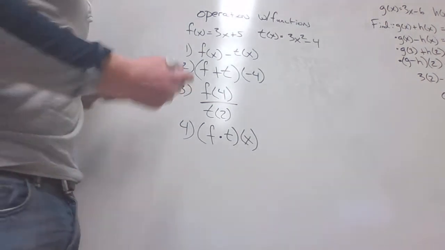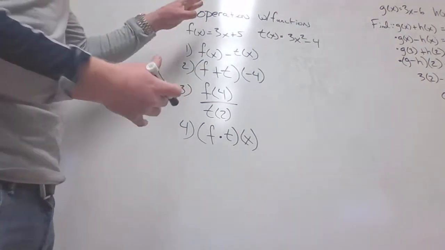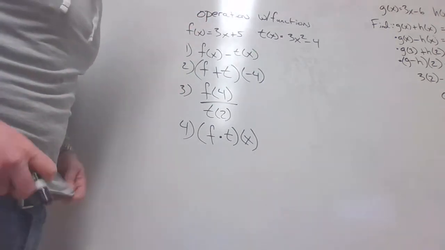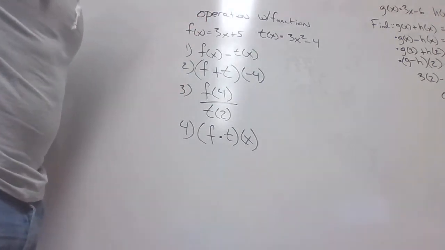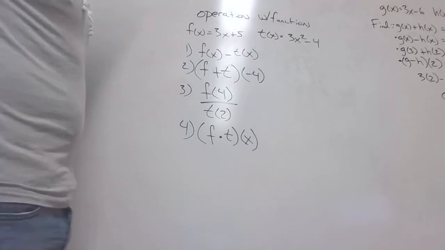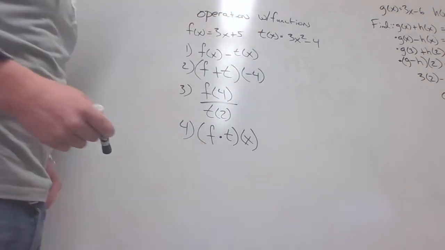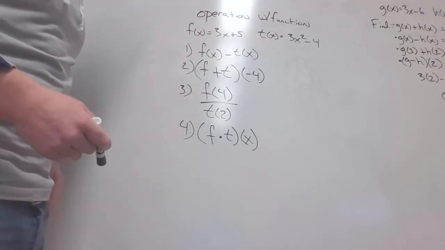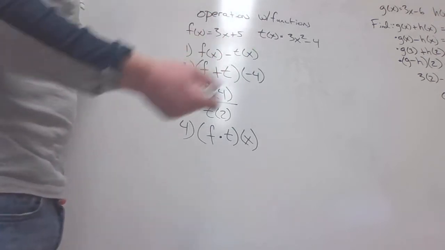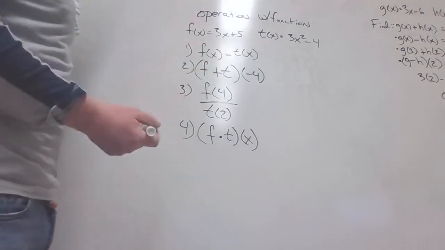Alright guys, today I'm going to show you in this one video operations with functions and operations with composite functions. The first part is what you see right now. So first things first, I got two different functions. I got f of x equals 3x plus 5 and I got t of x equals 3x squared minus 4. I'm going to go through these four examples and some stuff you're going to see in tomorrow's quiz and today's work and just stuff we've been doing all week.